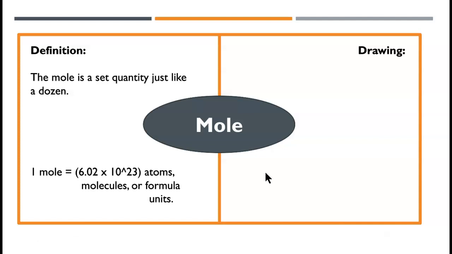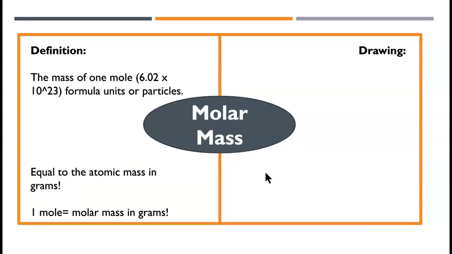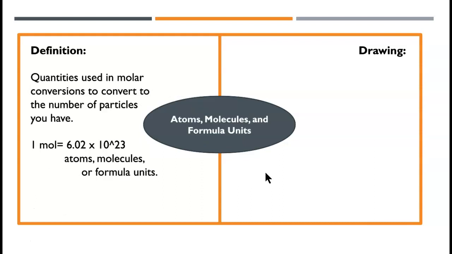Remember, the mole is a quantity just like a dozen, except that number is 602 sextillion, which is a super, super huge number. It's not the animal, the mole, but it's the number. 6.02 times 10 to the 23rd, which is Avogadro's number. And we know that 1 mole is equal to Avogadro's number. Molar mass is basically the mass of 1 mole, where you put 602 sextillion particles on a scale, and that's what gave you the molar mass. It's equal to the atomic mass in grams on the periodic table. And we know that 1 mole is also equal to the molar mass in grams.